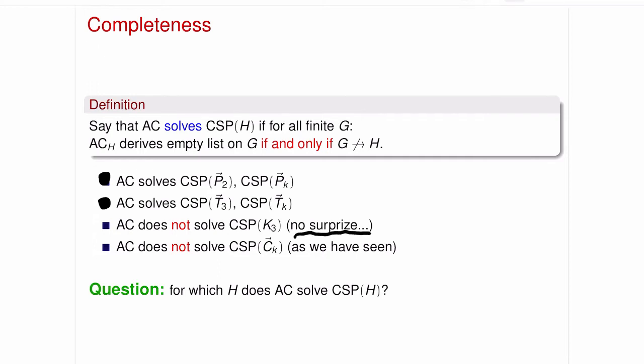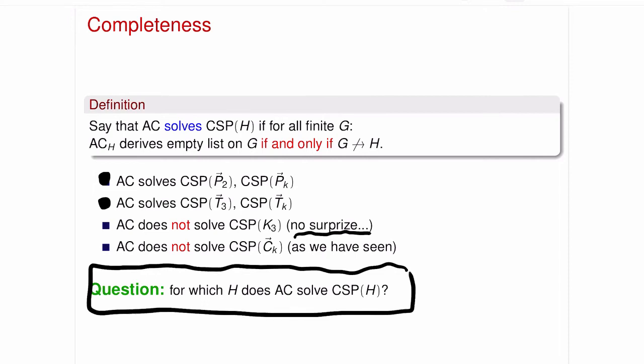Why? Well, we've seen arc consistency is an efficient algorithm. CSP of K3 is NP-complete. So many times I said it's very unlikely that there is an efficient algorithm for CSP of K3. So it's no surprise that arc consistency does not solve CSP of K3. And we have already seen on the previous slide, arc consistency does not solve CSP of C6. So Ck in general, actually. And the central question now is, can we characterize those graphs H so that arc consistency solves CSP of H? Can we understand the scope of this algorithmic method? And there's a very nice answer to this.